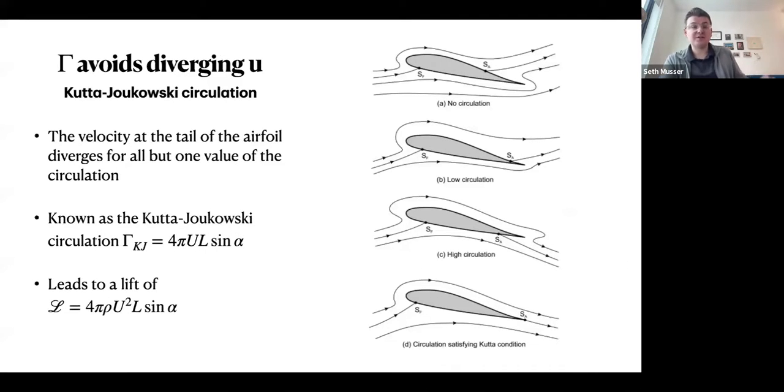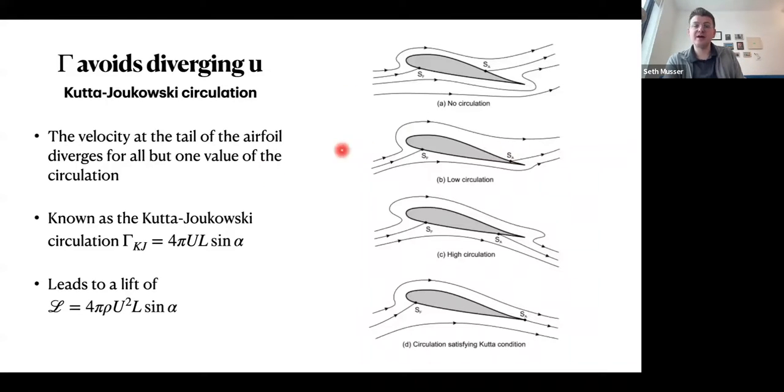So how do we pick this circulation? We want to avoid a diverging velocity. So when we pull the foil and we peel off this starting vortex, why does it have the given circulation that gives the foil lift? It's because nature wants to avoid an infinite velocity at the tail of the foil.